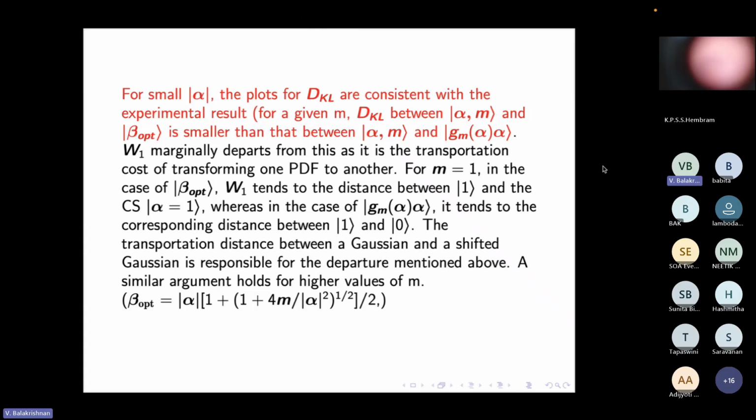So for small mod alpha, the plots for DKL are consistent with the experimental result. W1 marginally departs from this, as it is the transportation cost of transforming one PDF to another. For m equal to 1, in the case of beta opt, W1 tends to the distance between ket 1, the 1 photon state, and the coherent state with alpha equals 1. And that's the difference between state 1 and a shifted Gaussian. Whereas in the case of Gm of alpha alpha, it is the difference between state 1 and a non-shifted Gaussian because the coherent state is peaked at 0.